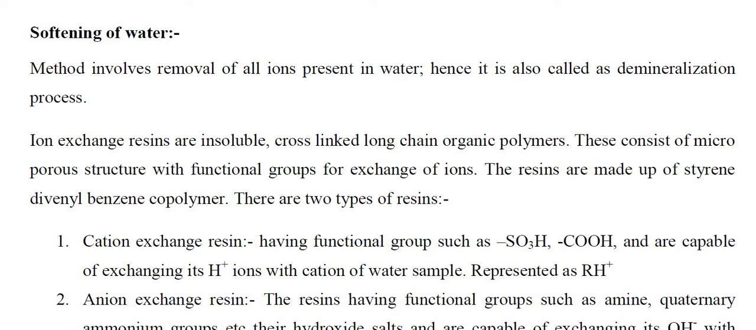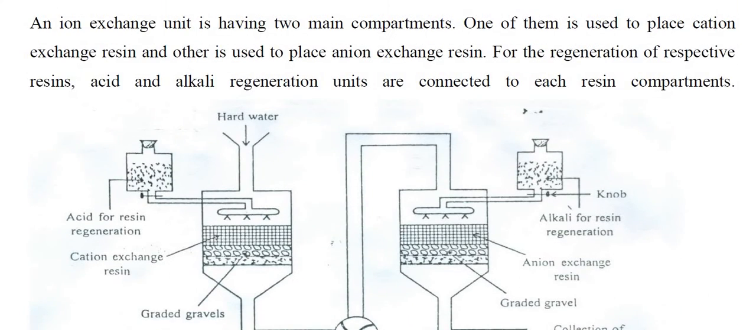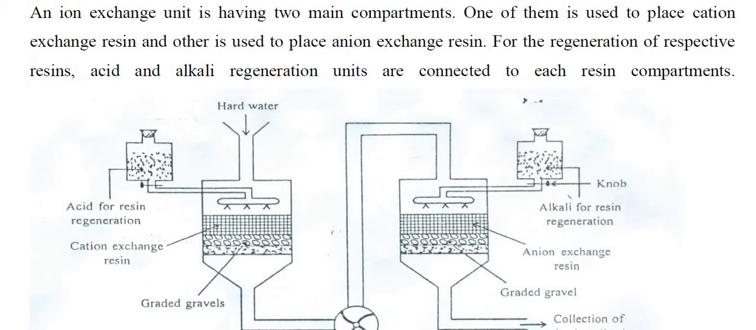There are two types of resins. One is the cation exchange resin and the other is the anion exchange resin. The cation exchange resin exchanges the cation with which it is in contact in the water. The anion exchange resin exchanges anions. So softening of water is done by the ion exchange process.